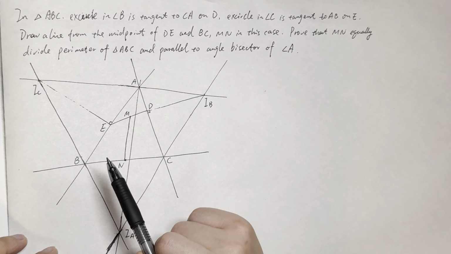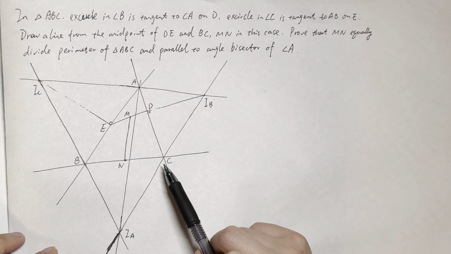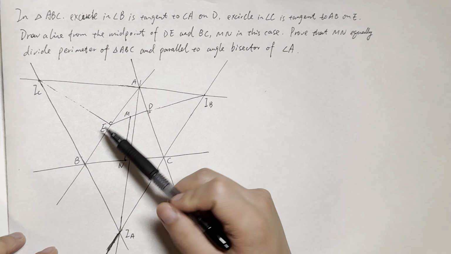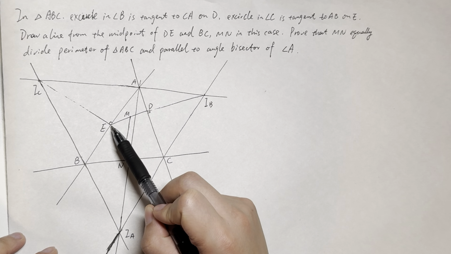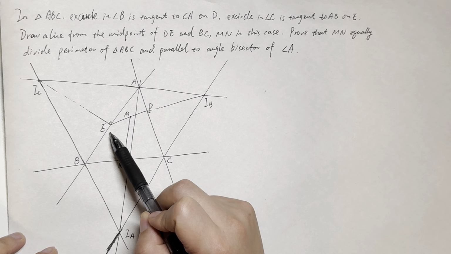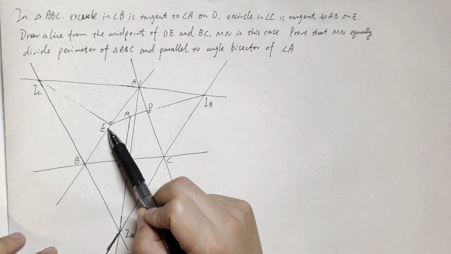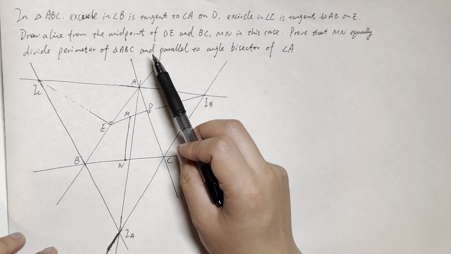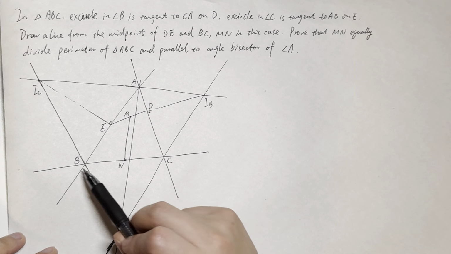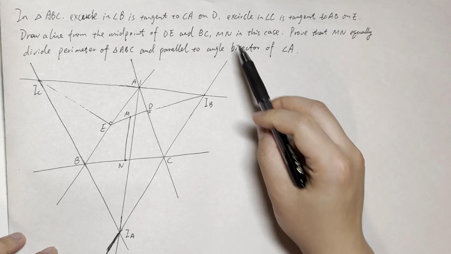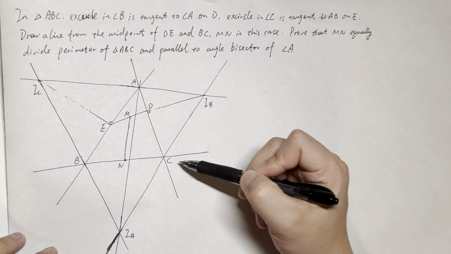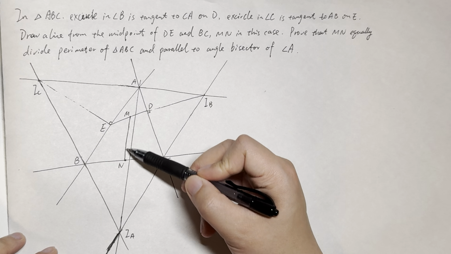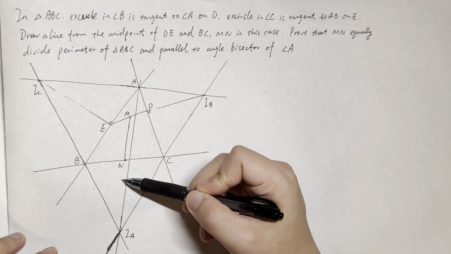And the excircle in angle C is tangent to AB at E. Similarly, we find the excenter I_C and the projection from I_C to AB, which is E here. That is a tangent point. Draw a line between the midpoints of ED and BC, MN in this case. So the midpoint of ED is M, the midpoint of BC is N, and we draw the line MN.